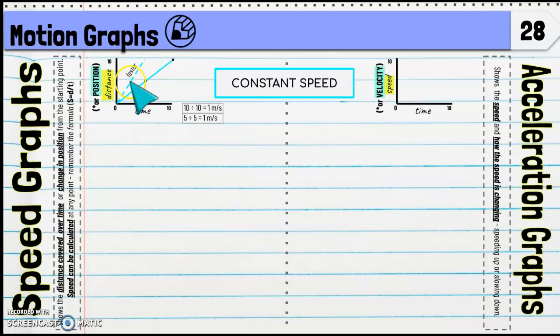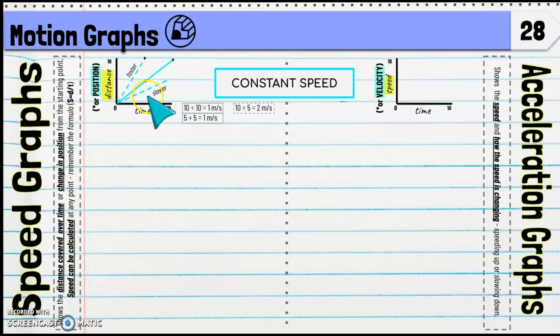If the line is more steep, that means the object is traveling faster. You can see it's covering that 10 meters, so that same distance as the first line, but it's taking less time. So the time here is about halfway. So to calculate the speed, we would have 10 divided by 5, which gives us 2 meters per second, compared to the first one, which was 1 meter per second. So again, that steeper line means it's going faster.